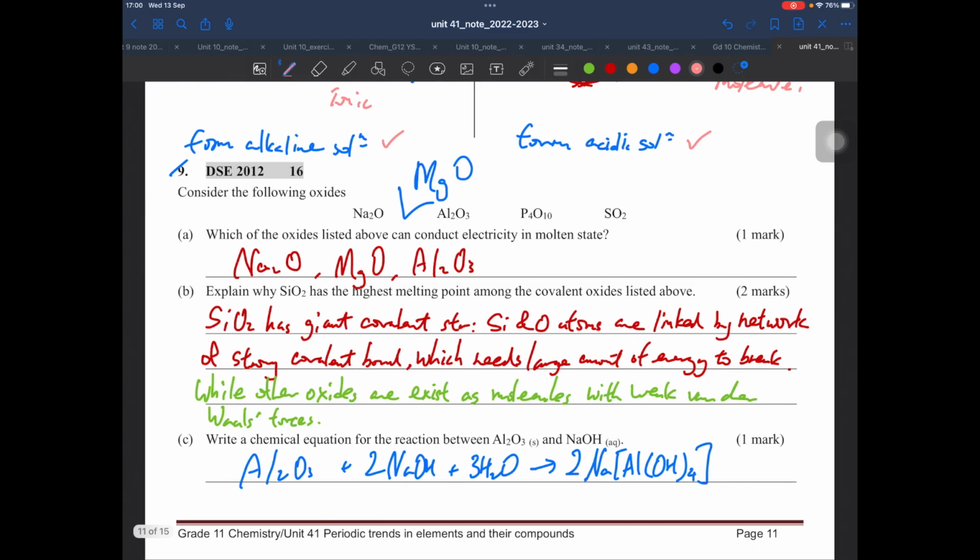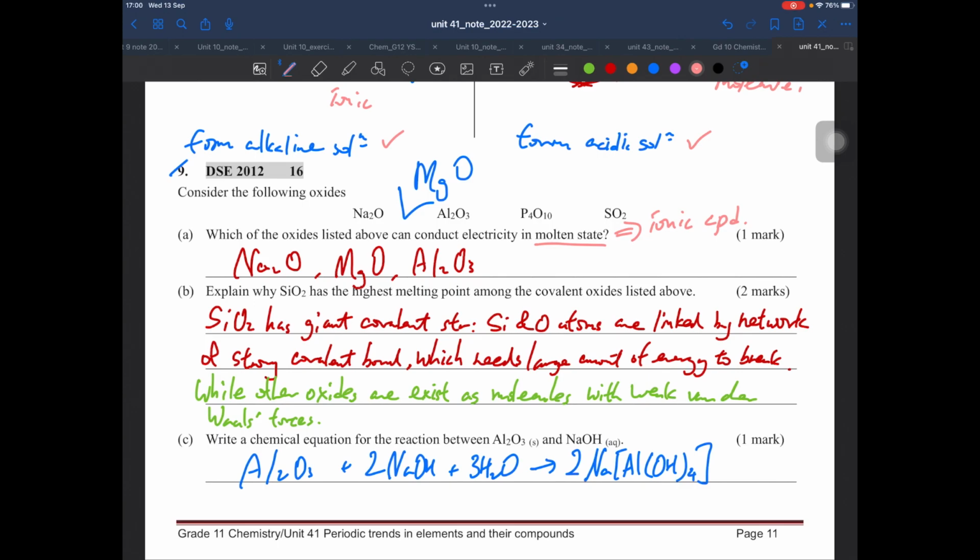And 2016, there is a typo here. So it should be MgO is inserted, but it doesn't matter, okay? Doesn't matter. So you can add it afterward. Statement question A, which of them can conduct electricity in molten state? What that means is about ionic compounds. Only ionic compounds become conductors in molten state. So the answer is easy.